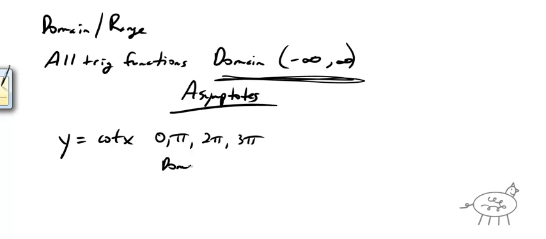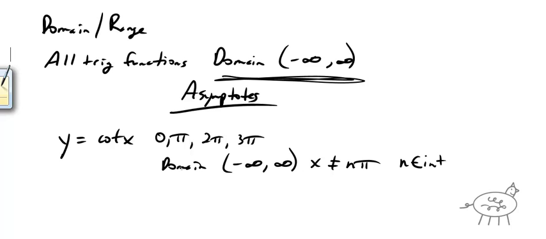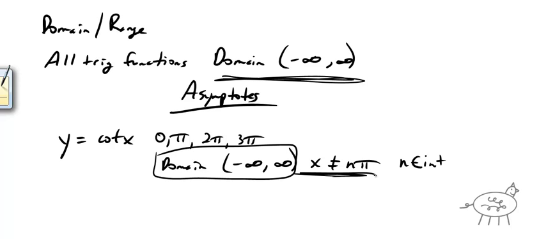So I can say my domain is negative infinity to positive infinity, except, so I'm going to say x is not equal to n pi. And you're going to tell me n is an integer. That just means it's a set of integers. So this is really the notation. You guys already know this, okay? But this is saying x is not equal to n pi, and n is an integer, so that means 0 pi, 1 pi, 2 pi, 3 pi. It could be negative, but n is an integer.